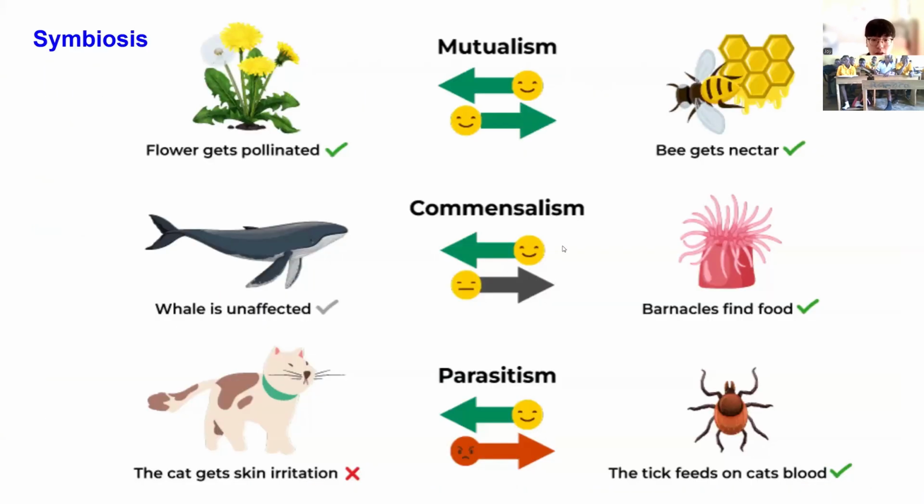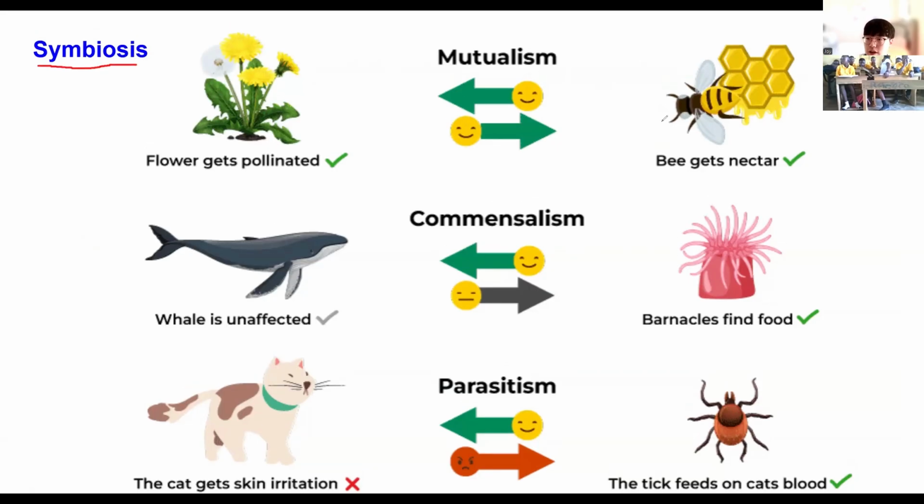Here are listed some types of symbiosis. Symbiosis includes all of these interactions. We've looked at mutualism. Both are happy: the bees are happy and the flowers are happy in their interaction. Commensalism: the barnacles are happy living on the whale, but the whale is unaffected. That's called commensalism.